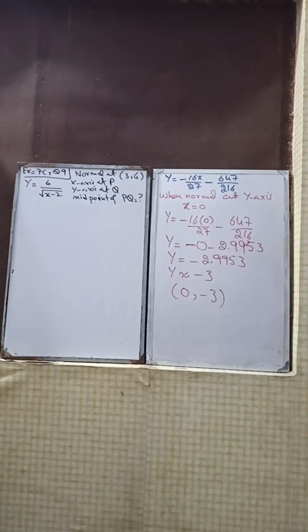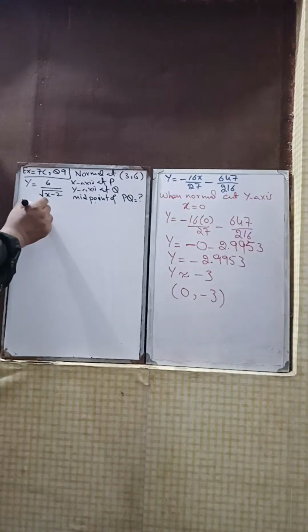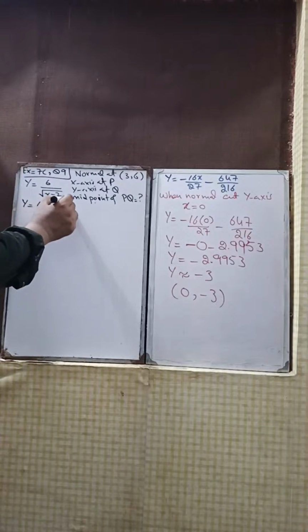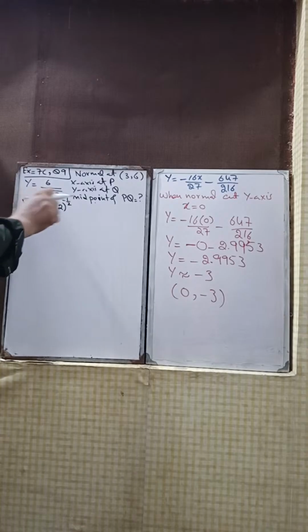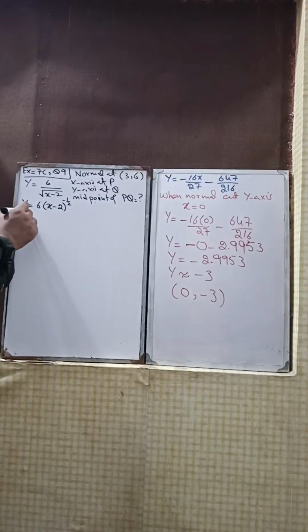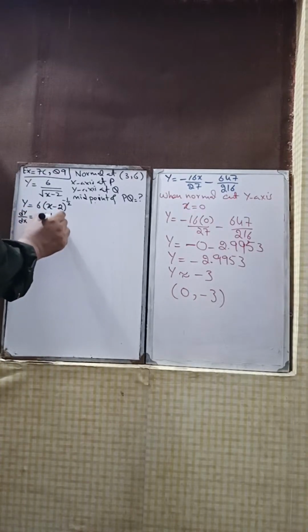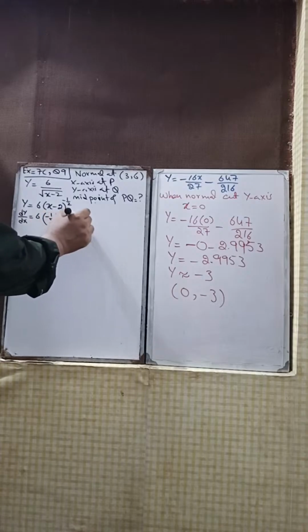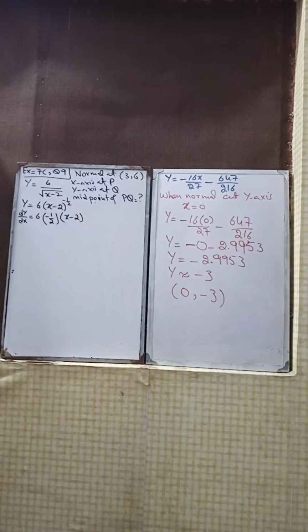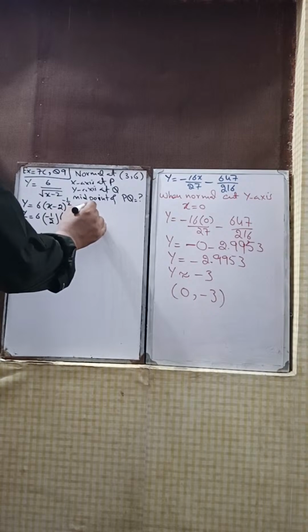Okay, so let's do it. First of all, I'm going to bring this upstairs. So this will become 6 times (x minus 2) raised to power minus 1 by 2. When I bring it into the numerator, the power becomes negative. Then I'm going to differentiate it directly. So dy by dx is 6 into minus 1 by 2. The power comes in front, and the power is decreased by 1: minus 1 by 2 minus 1, so that will be minus 3 by 2.